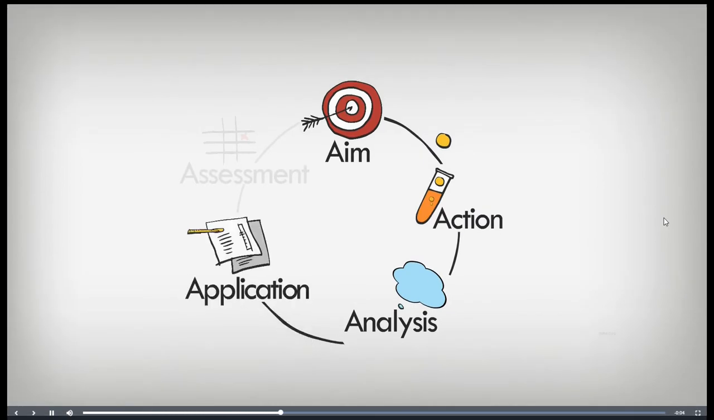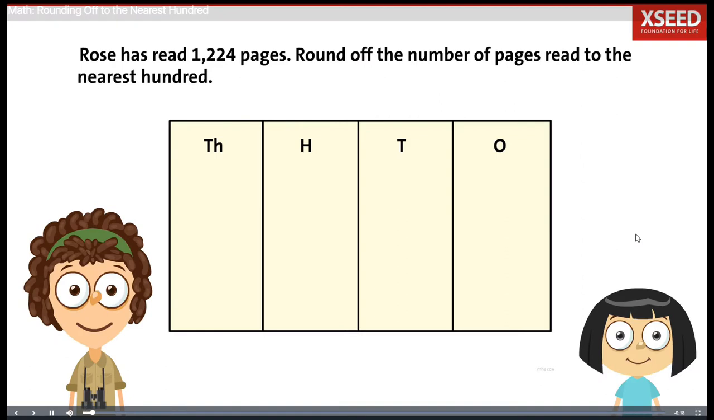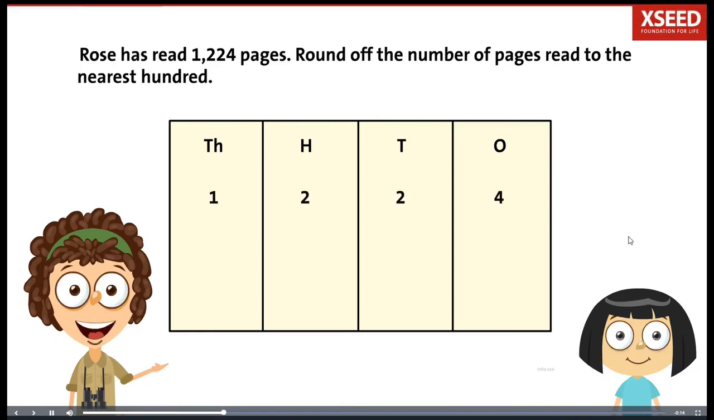Time to apply what we have learned to a real problem. Rose has read 1,224 pages. Round off the number of pages read to the nearest hundred. Write the answer in your journal. Your time starts now.